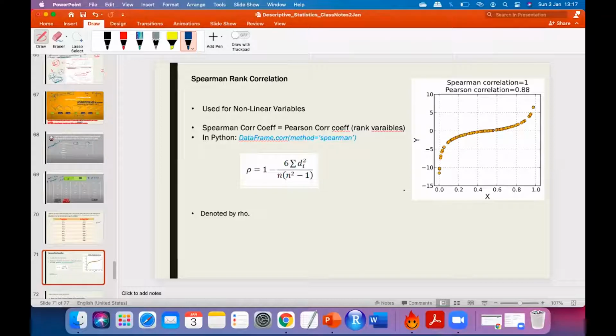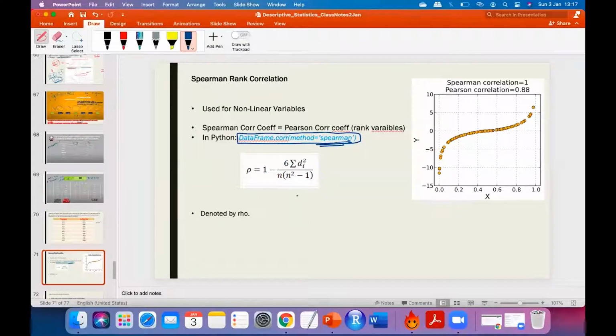Based on the curve, right? So if it is there, then your Pearson's correlation is not a good metric to find out the relation or correlation. Then what do we use? We use Spearman rank correlation. The only difference is here you will use the method equal to Spearman.